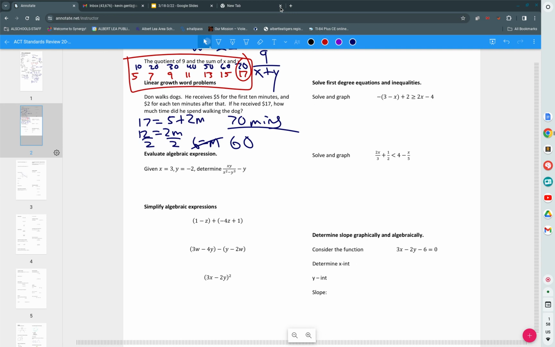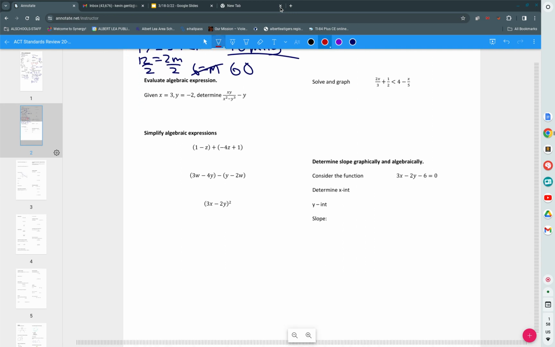So algebraic expression. Given x is 3 and y is -2, determine this. Be ready to perform order of operations and deal with negative exponents. See if you can do that one on your own.